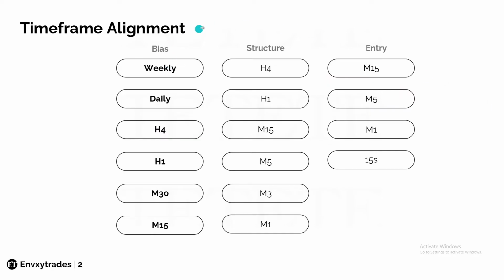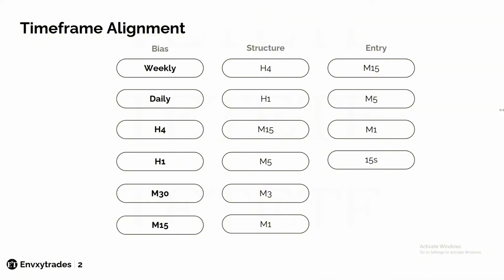For the weekly, I have a 4-hour and a 15-minute. For a daily, I have a 1-hour and 5-minute. For the 4-hour, I have a 15-minute and 1-minute. For the hourly, I have a 5-minute and 15-second. For the 30-minute, I have a 3-minute. And for the 15-minute, I have a 1-minute.